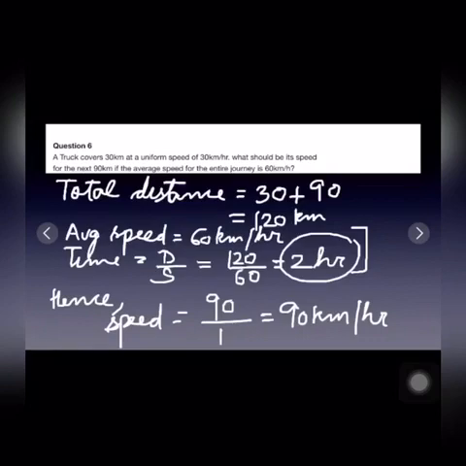So I hope the numericals related to lesson number 8, that is motion, are clear to you. That's it for this video, and in the next video we are going to continue with the numerical problems only of some other chapter.